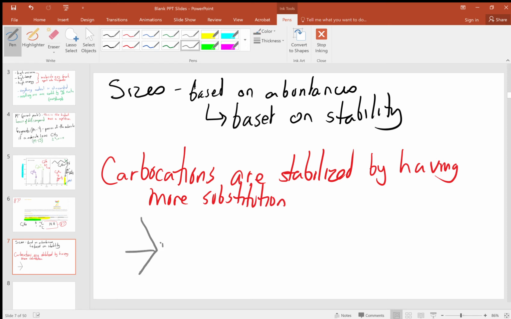So a tertiary cation, like this one, and by tertiary cation we mean that the carbon of the carbocation is bonded to 3 other carbons. That's more stable than a secondary cation, is more stable than a primary cation, is more stable than a methyl cation. So why is it that more substituted carbocations are more stable?